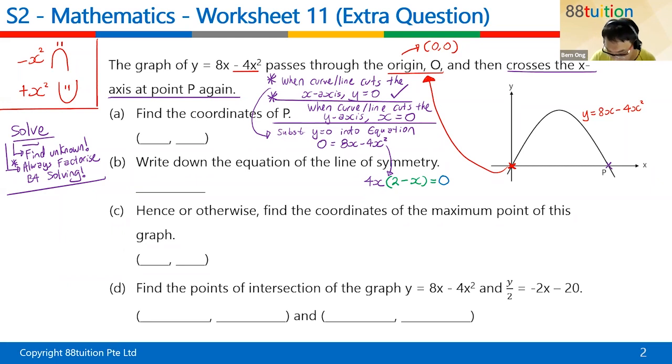I will do an expansion to see whether it is correct or not. 4x times 2 is 8x, correct. 4x times x is 4x squared, correct.